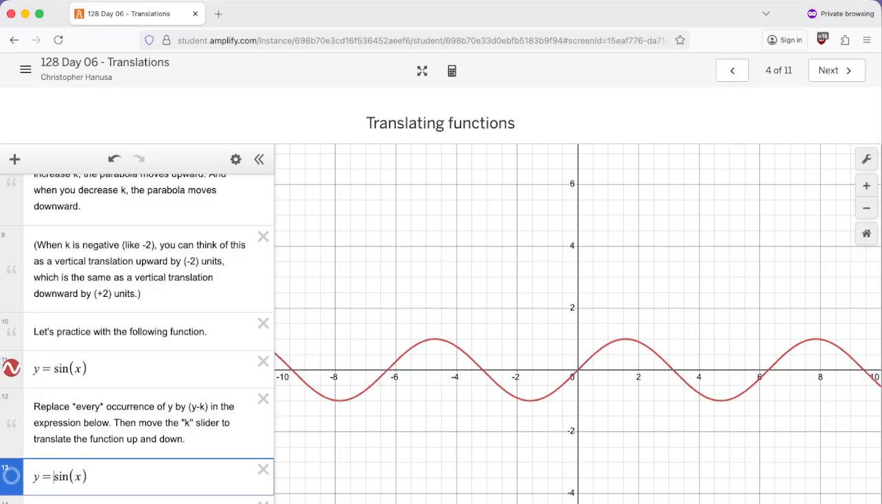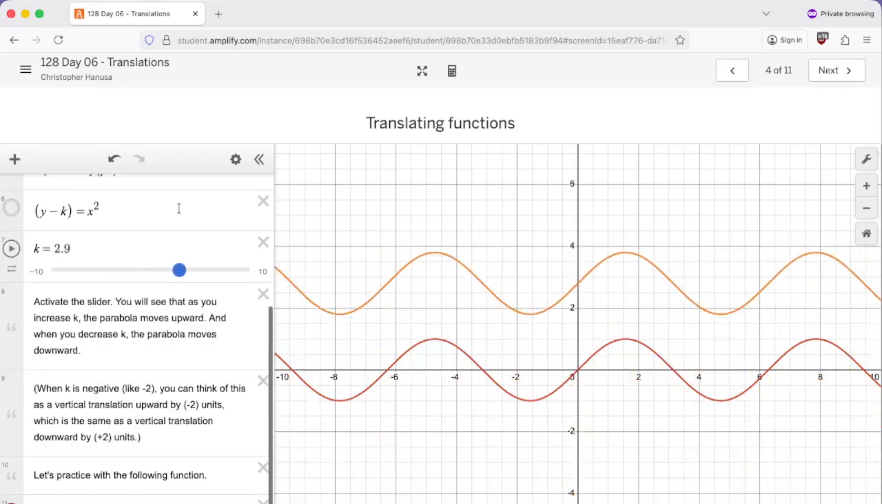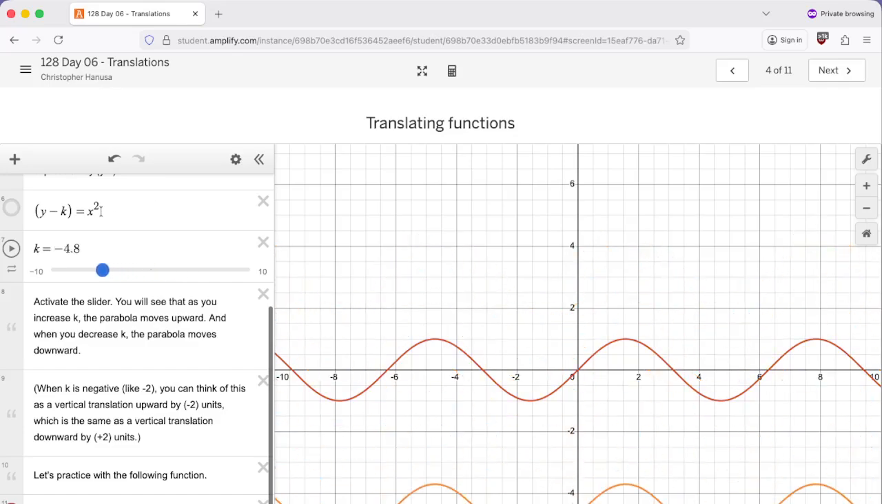That's the same, this is the equation saying this function, whatever you plug in for x, that gives us the y. And now we have the y equals, and we can replace y by y minus k. And again, k is defined up here, so it didn't pop up as a slider. But now we can move our sine function up and down.